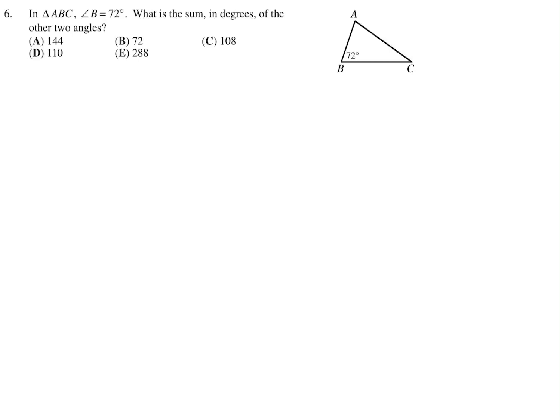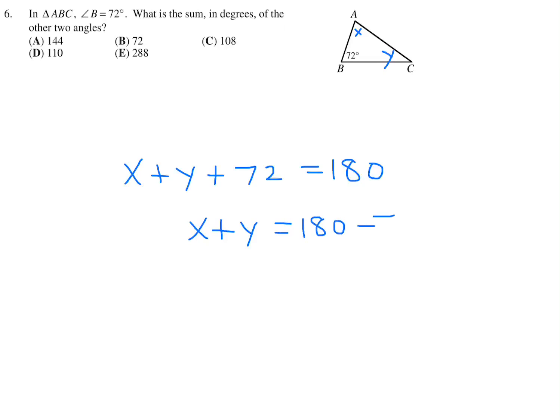In triangle ABC, angle B is 72. What is the sum in degrees of the other two angles? Let's say the other two angles are X and Y. And we know that the sum of the angles of any triangle equals 180. And therefore, X plus Y will be 180 minus 72. And that is 108. And that is all they're asking. What is the sum in degrees of the other two angles? It's 108. So the answer here is C.